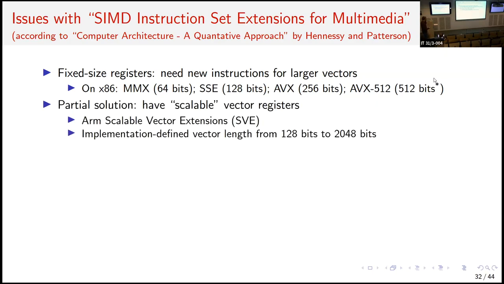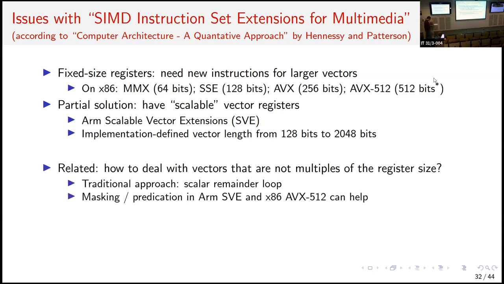Okay, there's a partial solution for this, which ARM has recently standardized: the ARM scalable vector extension. So you have scalable vector registers. The length of the register is not an ISA property anymore, but is implementation defined and can change from processor to processor. There's an instruction to ask the hardware what vector size is currently available. So at least this way, you get around creating new instructions every time.